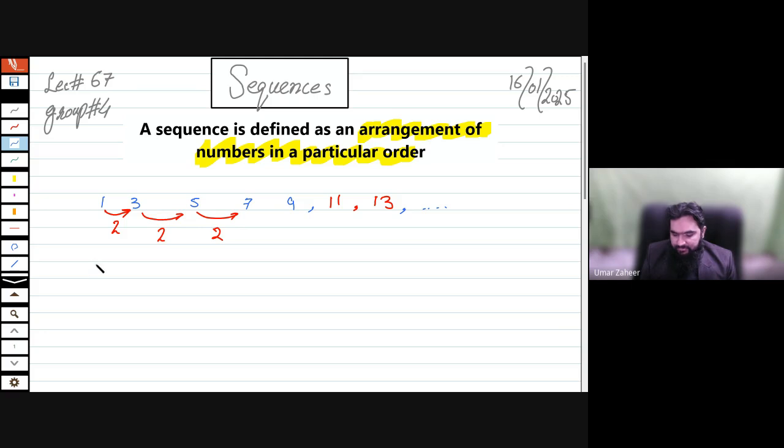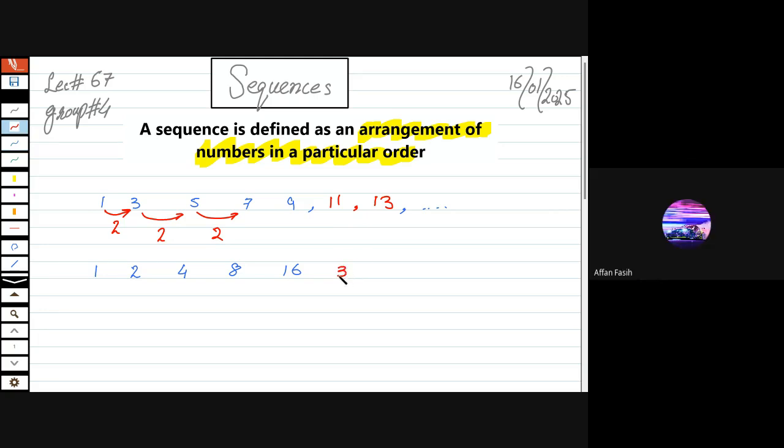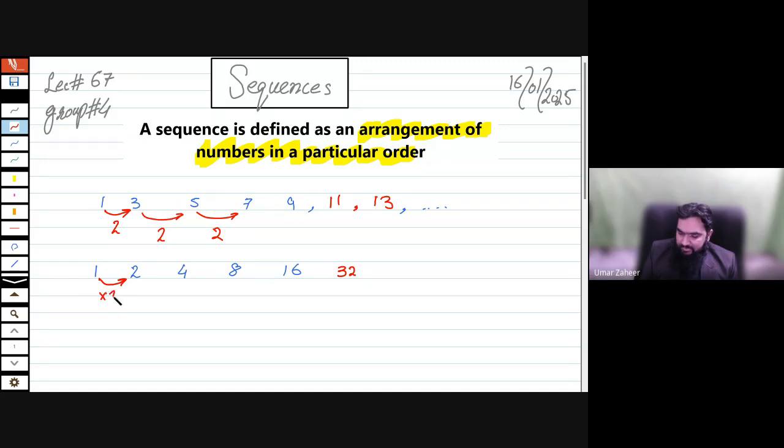For example, if I write the first number, that is going to be 1, 2, 4, 8, 16. Yes, Afan, can you please tell me the next number? 32. That will be 32. How do you find 32? Because when you multiply 16 with 2, you basically get 32. Yes, every next number is going to be times 2.